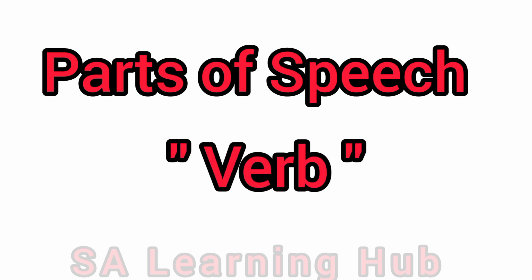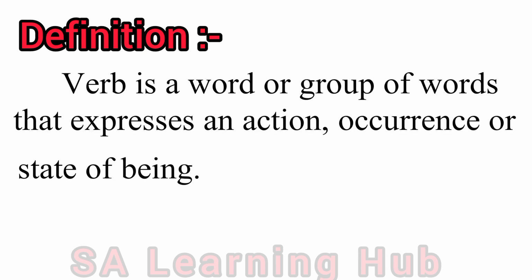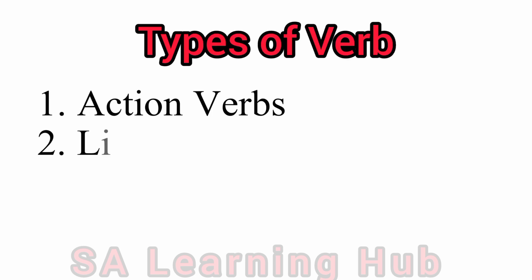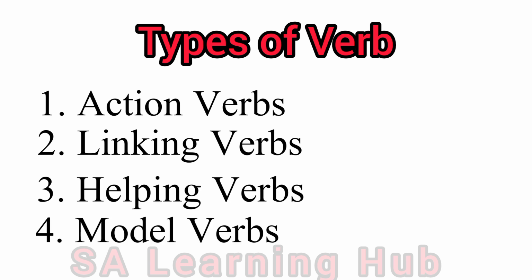In today's video, we are going to talk about the next part of speech, which is verb. So let's begin. In English grammar, a verb is a word or group of words that expresses an action, occurrence, or state of being. Verbs are one of the most important parts of speech because they convey the main action or idea of a sentence. There are four main types of verbs, which are action verbs, linking verbs, helping verbs, and modal verbs.